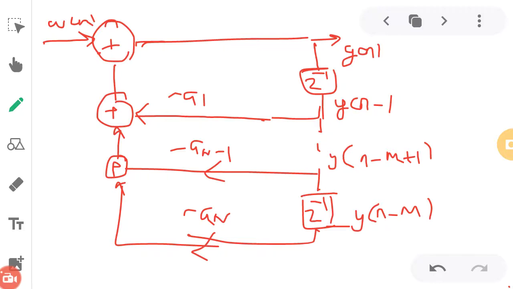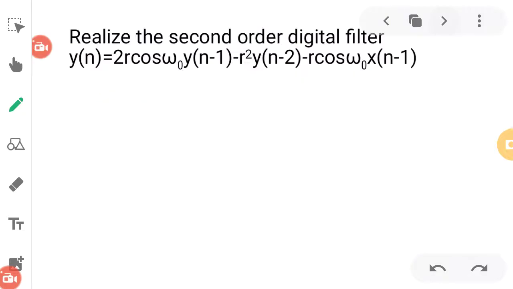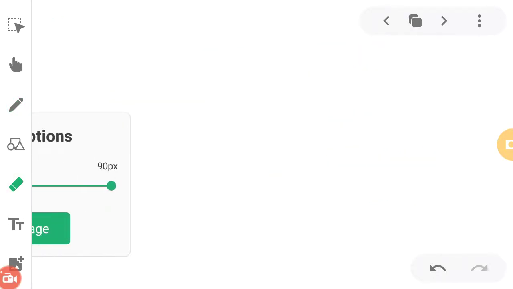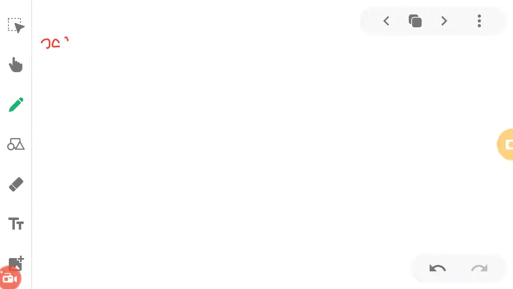And finally, how will we get the direct form realization? We will combine these two sections. We will combine the x of n and y of n sections. Okay, now how will we combine? See here, now we have y of n and x of n. First, the first section will be w of n. How do we get w of n? Suppose this is x of n.